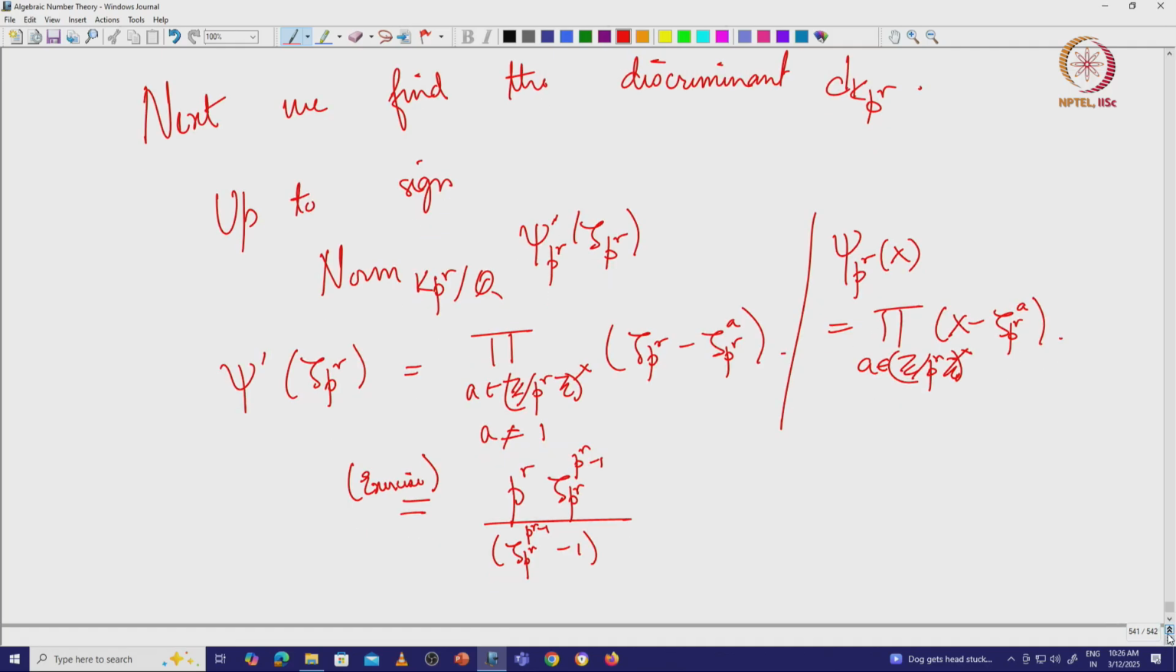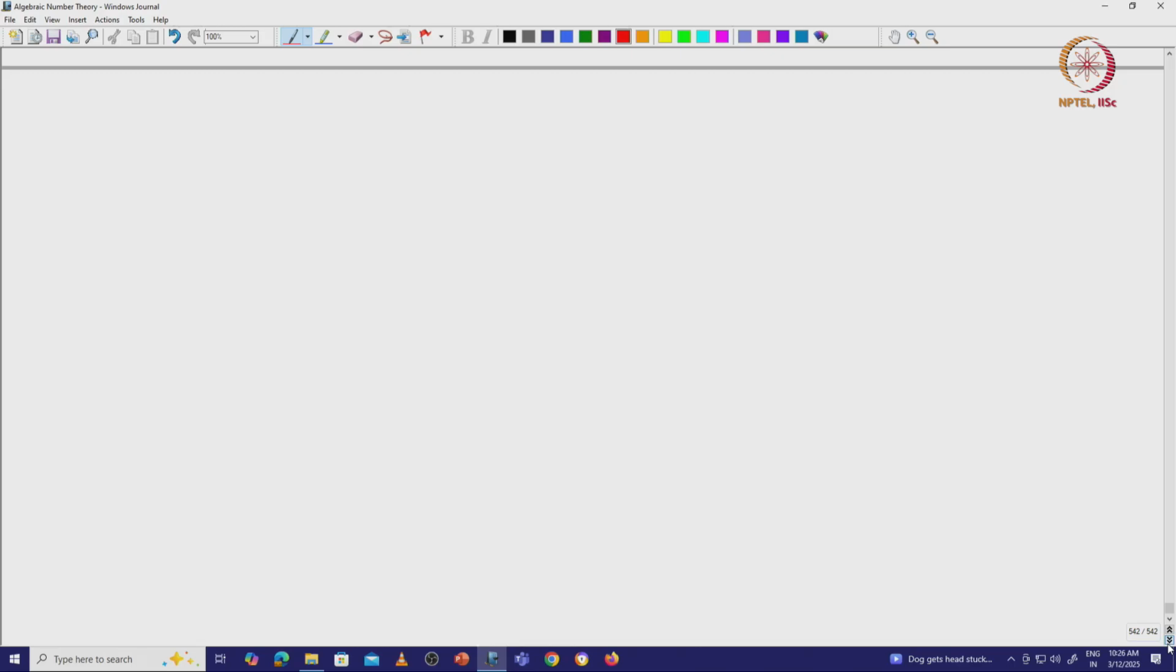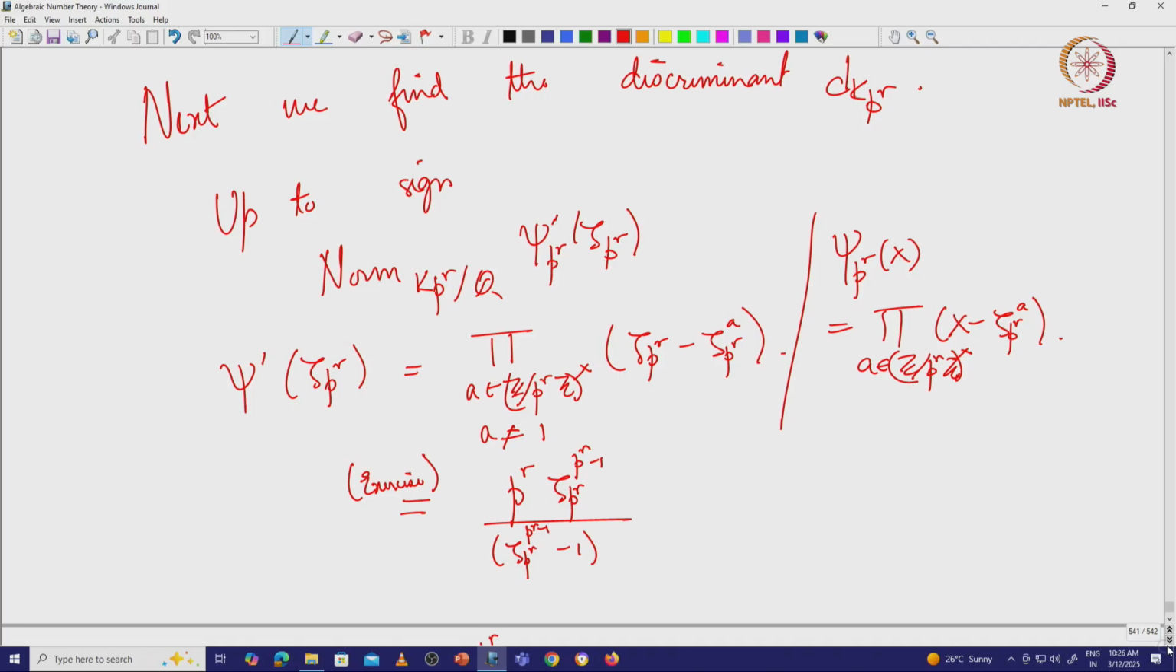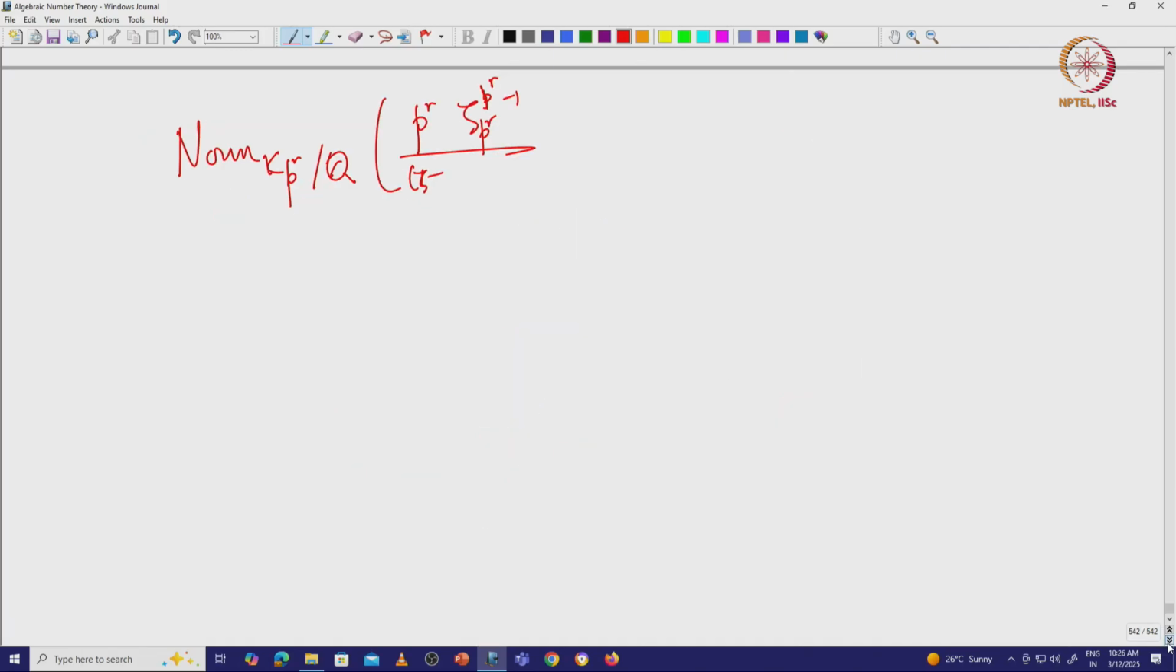So we want to find the norm of this quantity. We want to find the norm from K_{p^r} over Q of (ζ_{p^r}^{p^{r-1}} − 1) divided by (ζ_{p^r} − 1)... sorry, did I write 1 there? Yes, divided by ζ_{p^r}^{p^{r-1}} − 1. Okay.